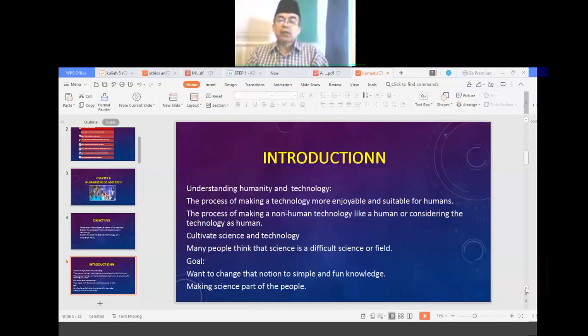It is also about cultivating science and technology in the society. Many people think that science is a difficult subject or difficult field. So the goal is to change the notion to simple and fun knowledge. So the purpose of humanizing science and technology means that we want to make science and technology and the new discoveries available to everybody. People don't think that this is very difficult, and say, I don't want to learn about it.